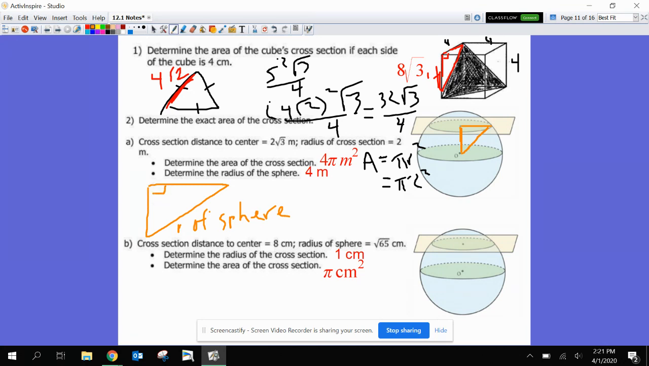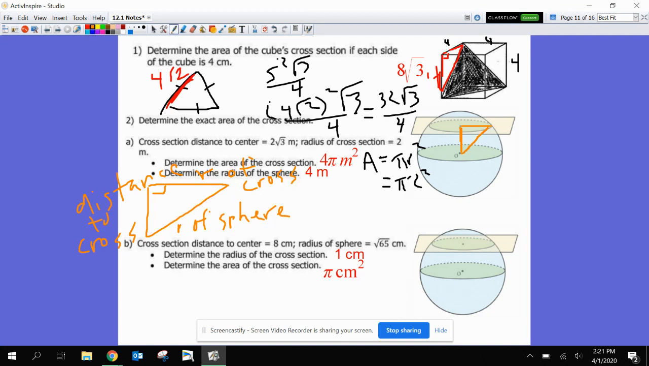Now, this vertical distance is from the center of the sphere to the center of the cross-section. So this is a distance, and so we'll just say this is the distance to the cross-section. And the top length up here is the radius of the cross-section. So let me go ahead and write this down. This is the radius of the cross-section.